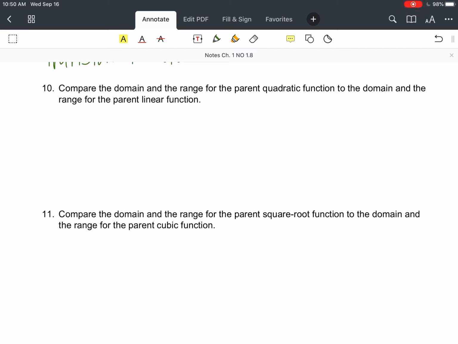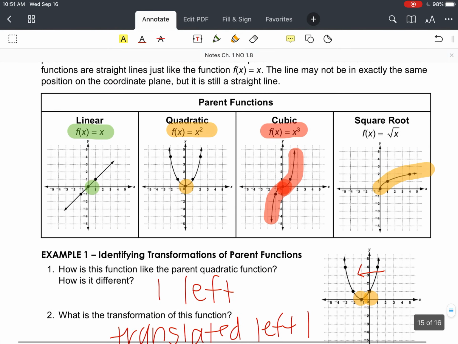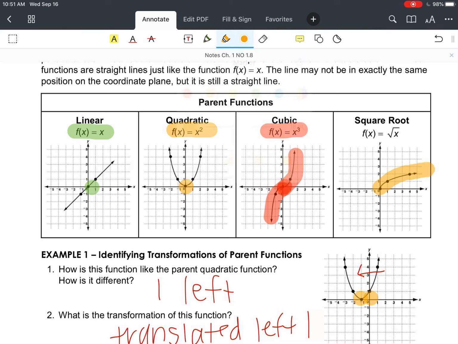Number 10, compare the domain and the range of the parent function of quadratic to that of a linear. So let's compare the domain and range. So remember, domains are x values. So I'm going to go up here to look at my linear versus my quadratic. So the green and orange here. Notice it doesn't matter your x values. Your x values, your domain for both can be anything. So for all x values, I have lines, and then for all x values for quadratic, I also have points on that graph. So the domain for both is all real numbers.